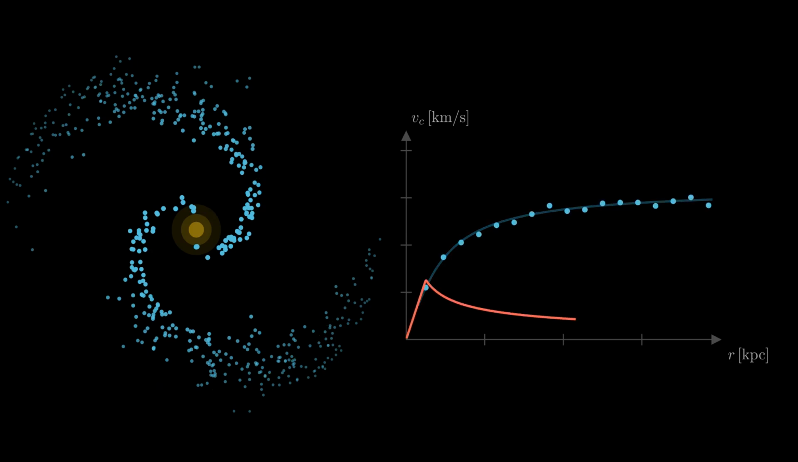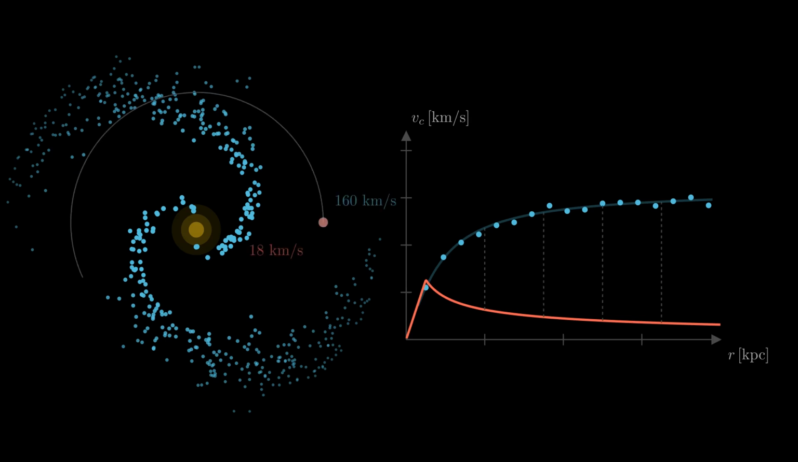And this is what Newtonian gravity predicts. If the mass of the galaxy is exactly the mass you can see, it should fall off, the way the planets do. Look at what that difference means.